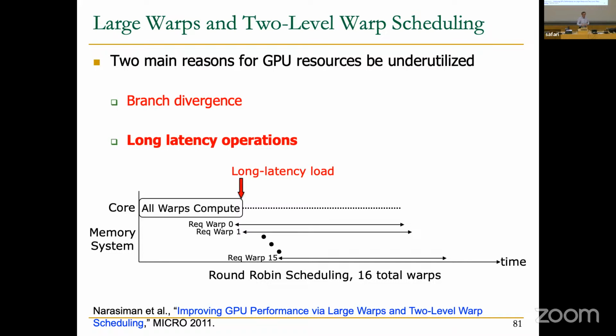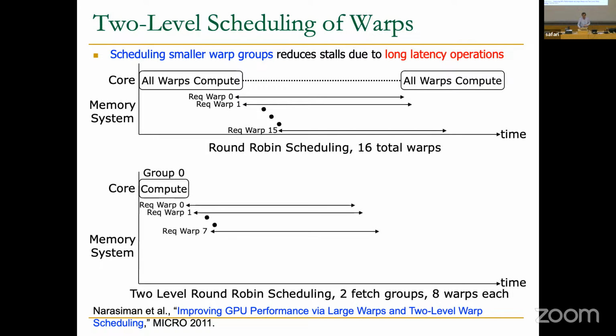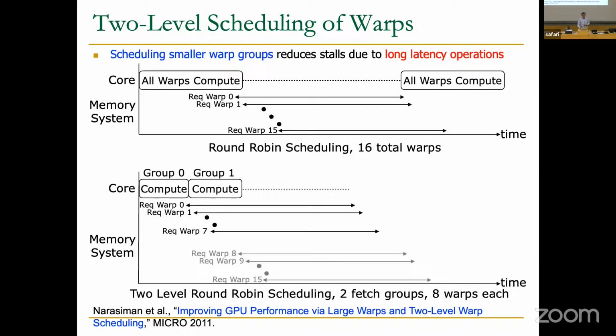So if you do the scheduling this way, such that all warps come to the same instruction at the same time, this is not good. You need to wait a long time. So one of the ideas in this work is to do the scheduling at a smaller granularity. Essentially, schedule some warps and then schedule the other warps such that they reach the long latency instruction in a distributed way as opposed to at the same time.